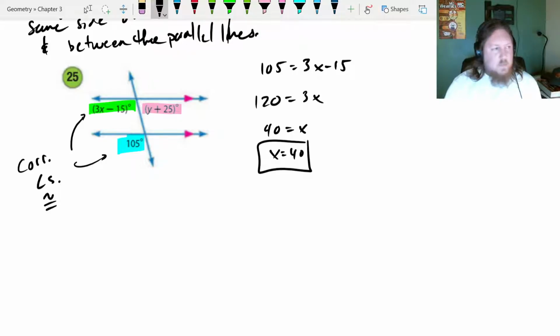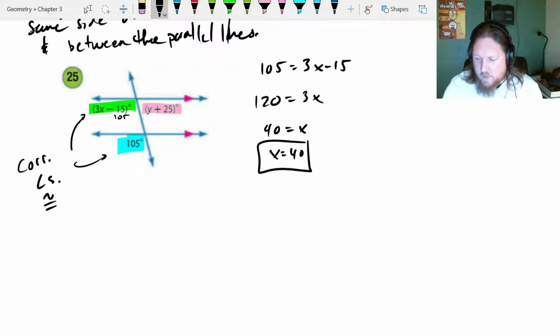Now, I said before I can't use the 105 in the y plus 25, and that's still true. But now I have a value for x. What's the actual value of this expression here in this angle? Well, it's corresponding, so it should be 105, right? They should be equal to each other. 3 times 40 is 120, minus 15 is 105.